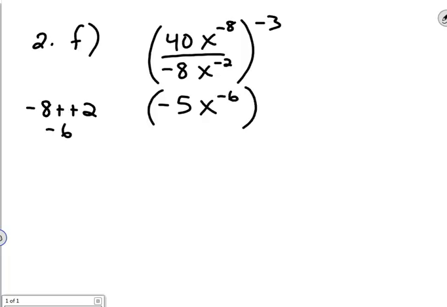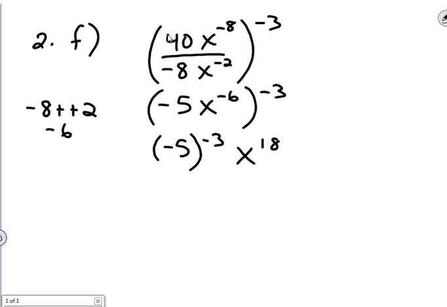It's all being raised to the power of negative 3. Now again, we apply the power property. When you raise the negative 5 to the power of negative 3, you want to put that in parentheses, and the reason is that that negative sign is inside of the parentheses to begin with. Then we have the power property on the x to the negative 6, so we multiply our exponents and get positive 18.